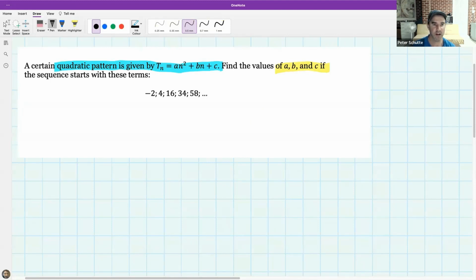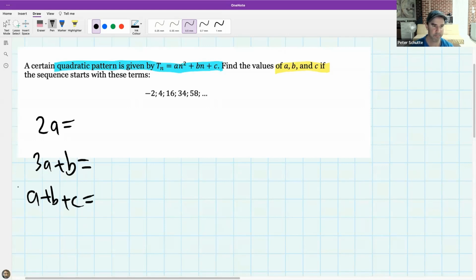In previous lessons, if you're completely new, you might need a bit of help, but we discovered that because of the structure of quadratic patterns, certain things will always be true. We know that 2A will always be equal to something. We know that 3A plus B will always be equal to something. And we know A plus B plus C will always be equal to something. This is the structure that we use to help us find A, B, and C. But I want everyone to do it, and I will get back to you in a minute or two.